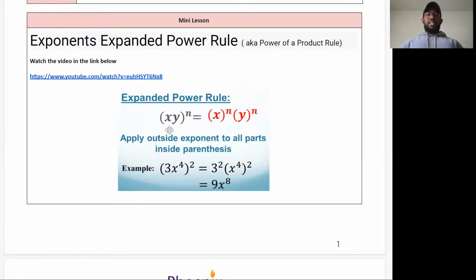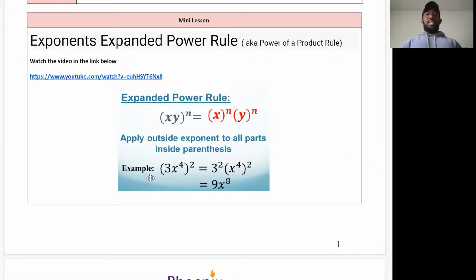We have x y to the n power. Notice that both x and y are being raised to the n power. Therefore, you're going to need to raise x to the n and y to the n, and your answer is going to look just like this. So that's your final answer: you raised both x and y to the n.